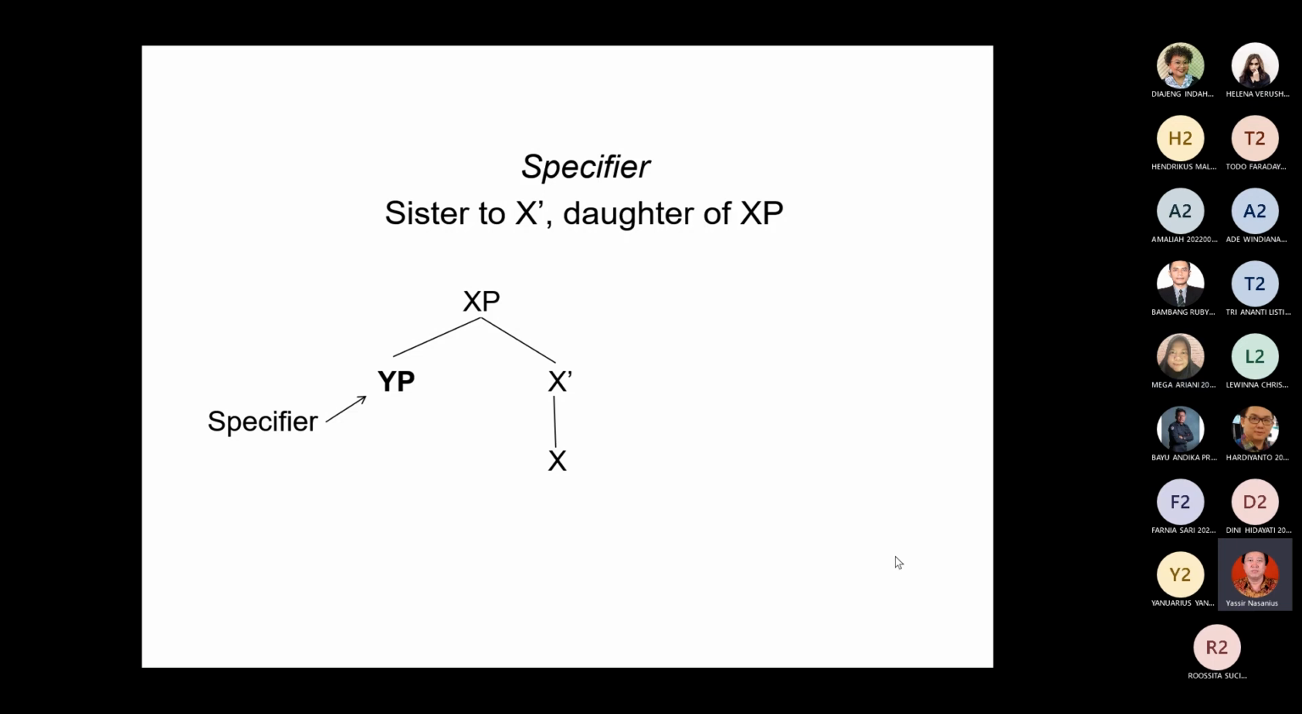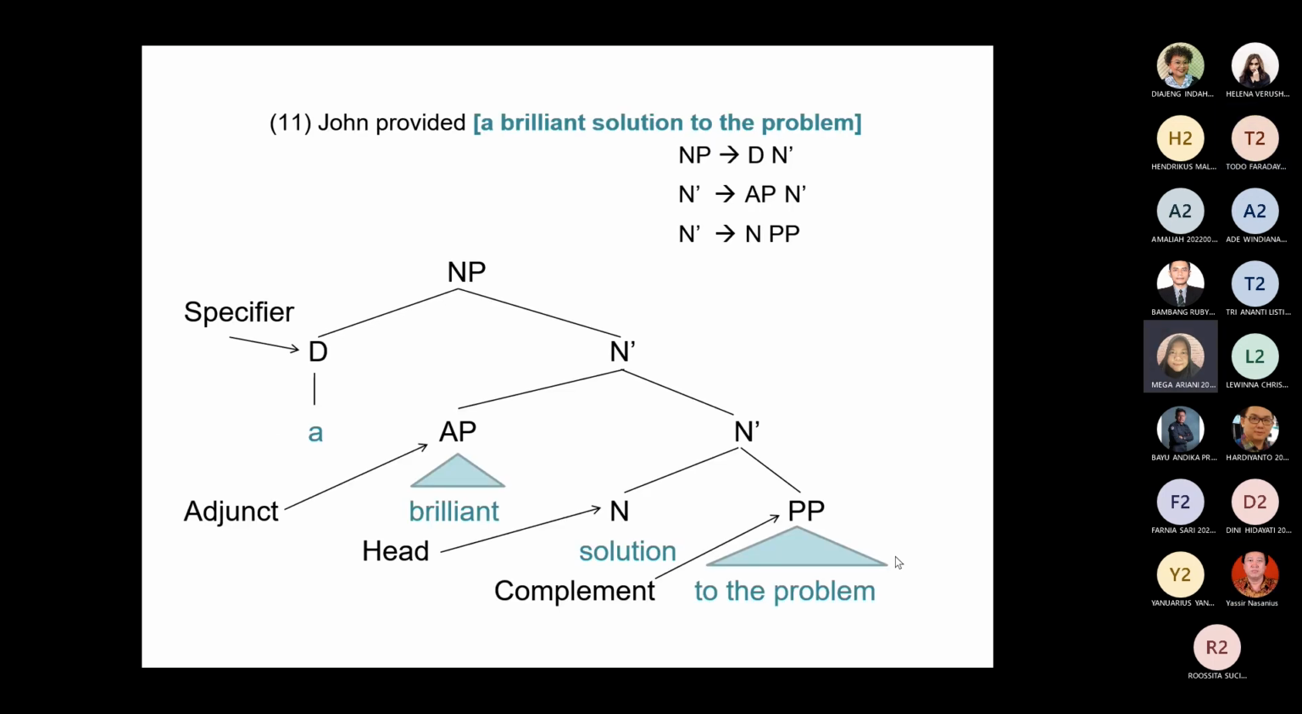Good. So when you draw X-bar theory by including a specifier, don't forget to draw it like this. It must be a sister to X-bar and daughter of XP. Okay. Yes, sir. Let me give you an example. Can you say something like this, everybody? John provided a brilliant solution to the problem.